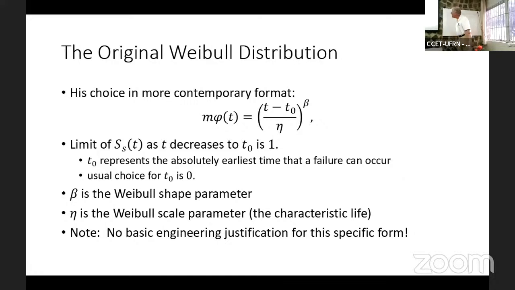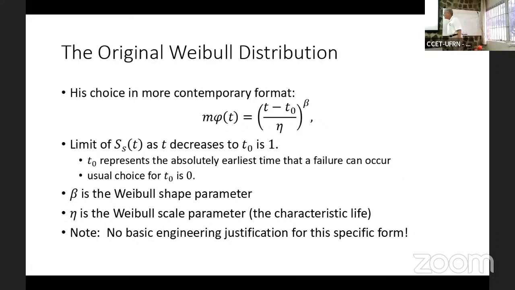But what he says for it is the limit of S of T, the limit of the survivability function of the system, as T decreases to T0, has to go to 1. You got the idea here? T0 is the absolute earliest anything could fail. For Weibull, it could be negative, by the way. But in the reliability applications, we're always looking at things like loads, which have to be positive. We're always looking at times. We're looking at voltages. We're looking at characteristics like that. So generally, in the reliability applications, it's 0.